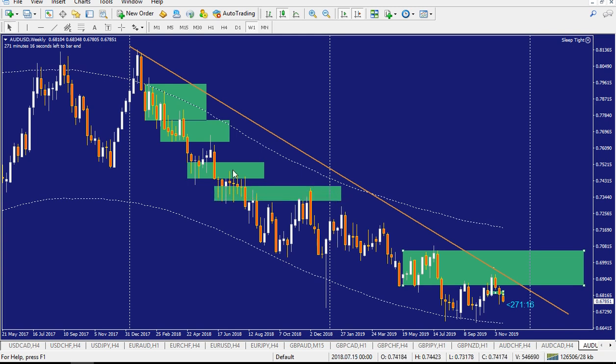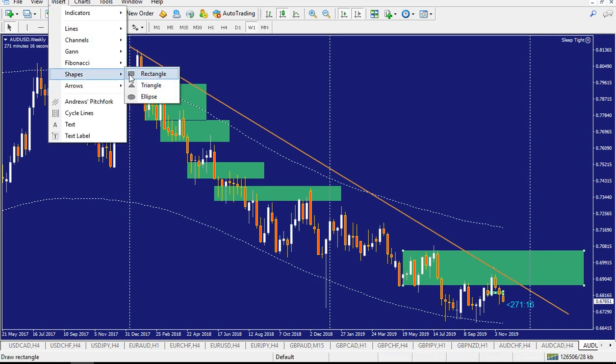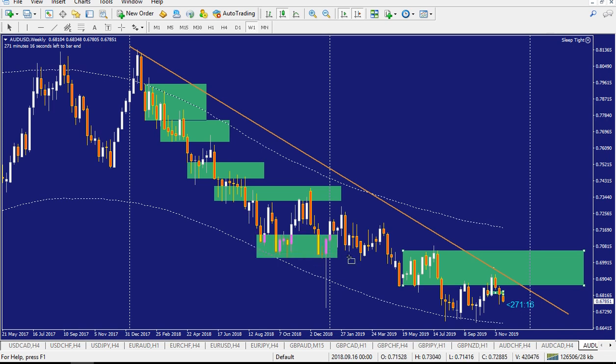Coming down to test it, coming up to test it, coming down, and we're creating a big zone here. Right. So this is the last zone we created. We broke it, we came back to test it, and we come down. There was a zone here, we broke it, we are testing it, we should be coming down now. Okay, this is a weekly view of this market, of the Aussie.